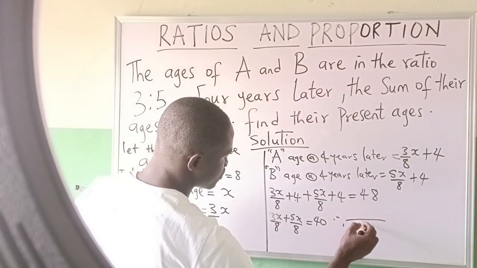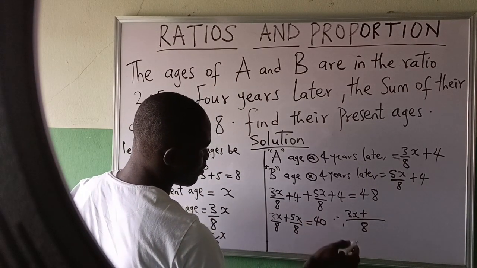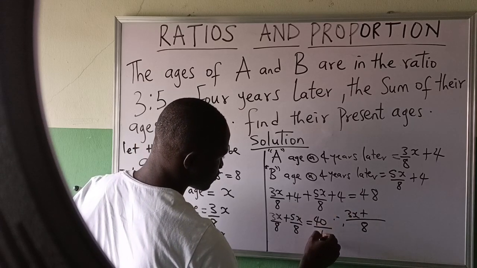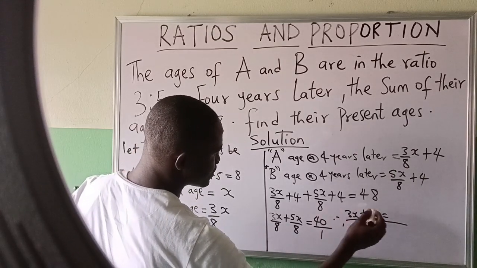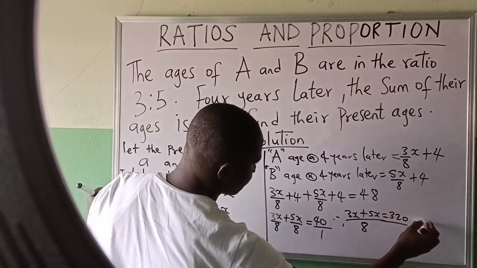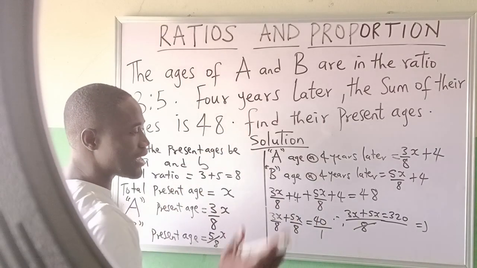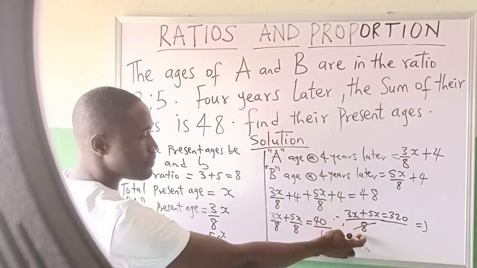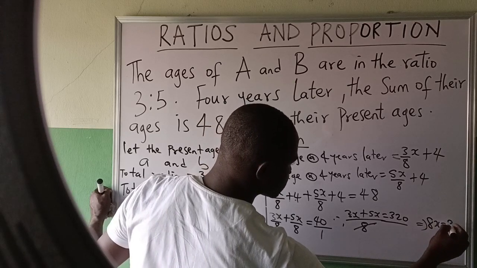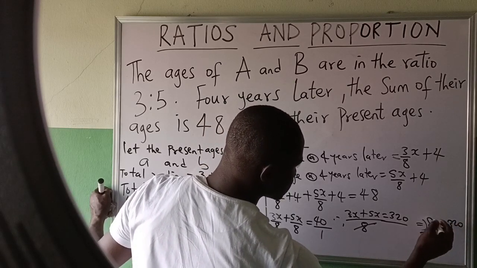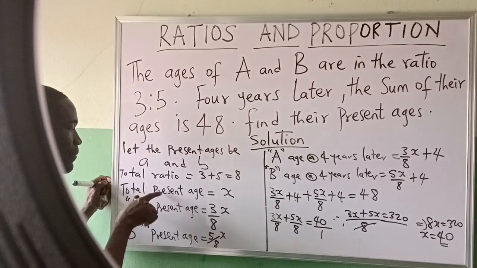Therefore, what is their LCM? 8 by 8, 1 times is 3x. 8 by 8, 1 times is 5x, equals 8 times 40, which is 320. Therefore, cancel your LCM, because you look for the LCM of everything, both the left-hand side and the right-hand side. That is the reason why you are canceling the LCM. So it implies 8x equals 320, x equals 320/8, which is 40. That is the total present age.